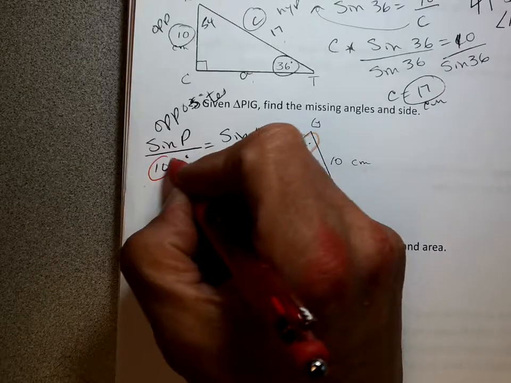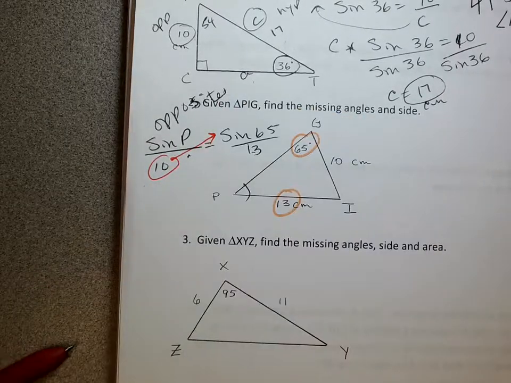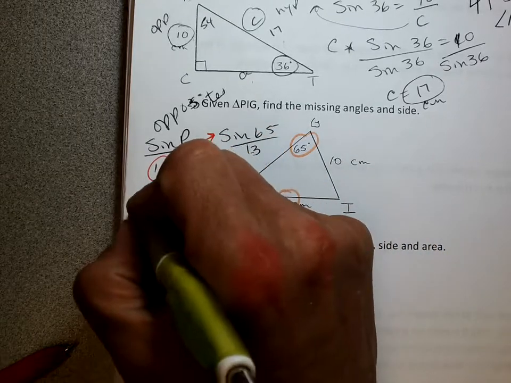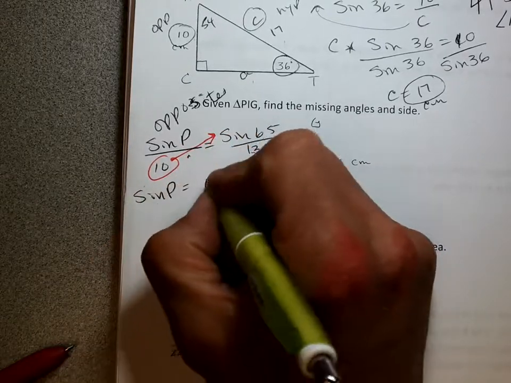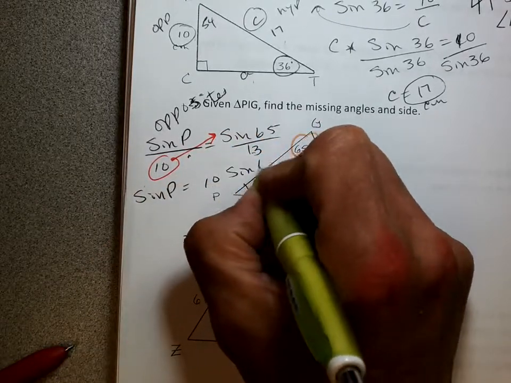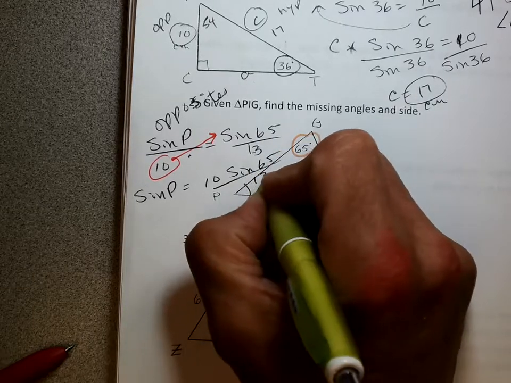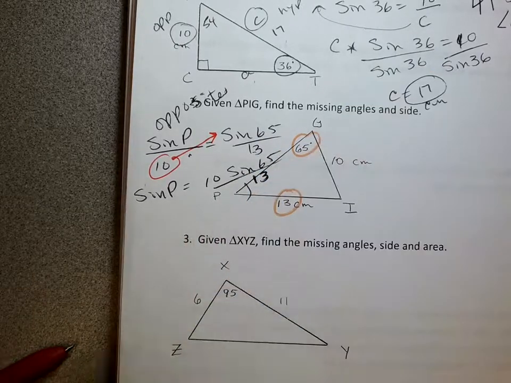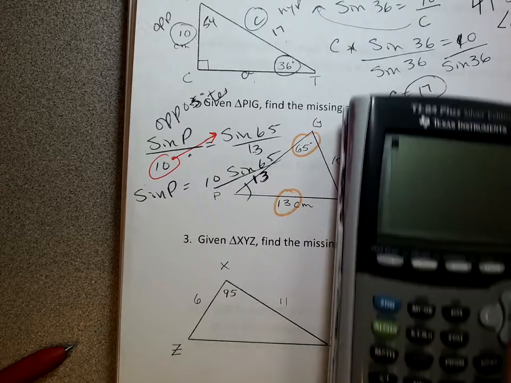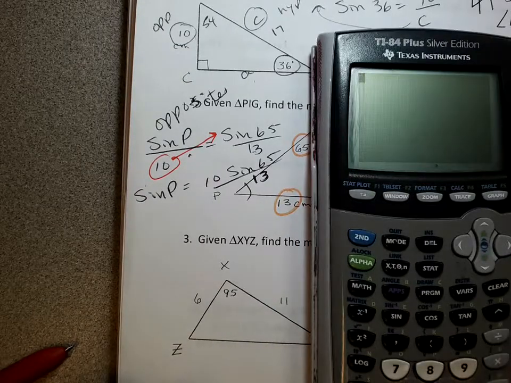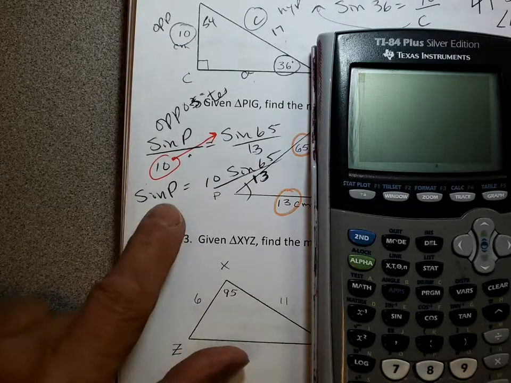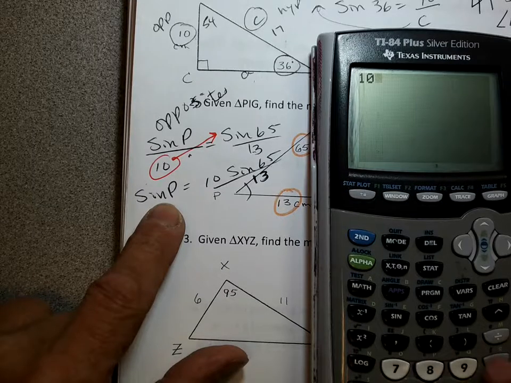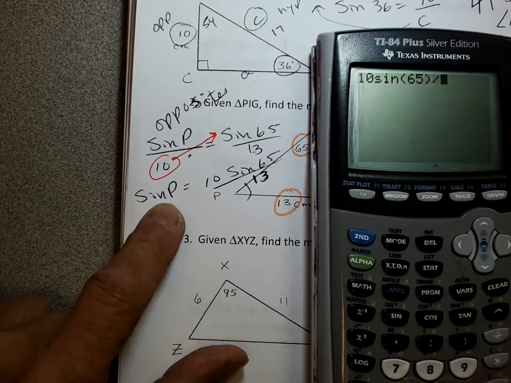So then I'm going to take the 10 and multiply it up, I'm just going to cross multiply the 10 up. Sine of P equals 10 sine of 65 over 13, right? And I'm just going to use my calculator. We'll get a decimal. I'm anticipating a decimal because I'll have to do the sine inverse of that. But I'll go ahead and go 10 sine 65 divided by 13.